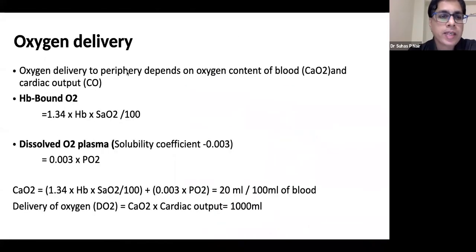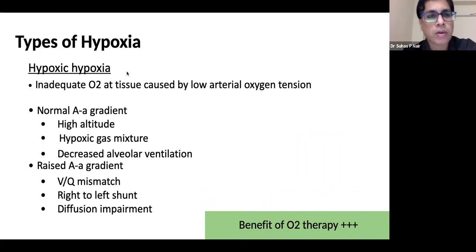Oxygen is transported in the blood both bound to hemoglobin and dissolved in the plasma. There are 4 types of hypoxia basically, and what we are dealing with is primarily hypoxic hypoxia in COVID-19 patients. Hypoxia is basically inadequate oxygen at tissue caused by lower arterial oxygen tension due to multiple factors. In COVID-19, it is primarily the lung which is affected. Other causes of hypoxia may be high altitude, hypoxic gas mixture, decreased alveolar ventilation, V/Q mismatch, right to left shunt, and diffusion impairment. The important point is that this hypoxia has maximum benefit with oxygen therapy.